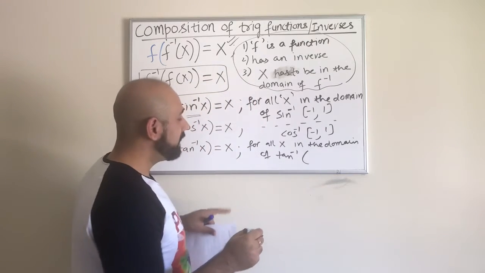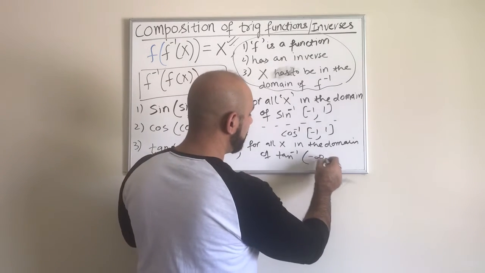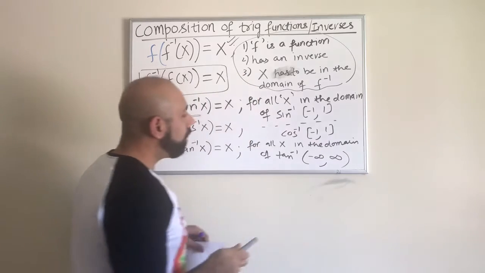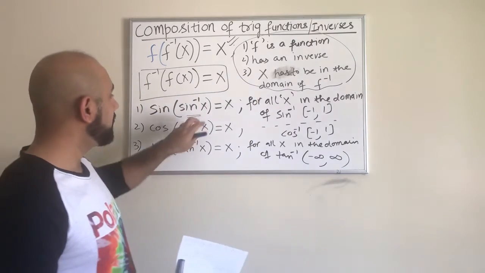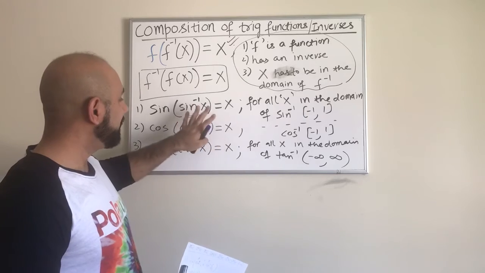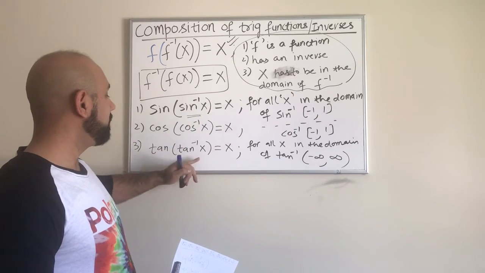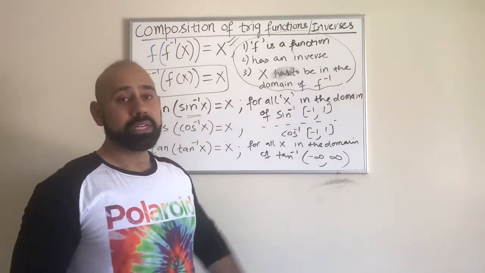What is the exact domain? The domain for tan inverse is, guys, negative infinity to positive infinity. That means all real numbers. So there are restrictions for sine and cosine, but there's really no restriction for the tangent, because it's the whole number line.